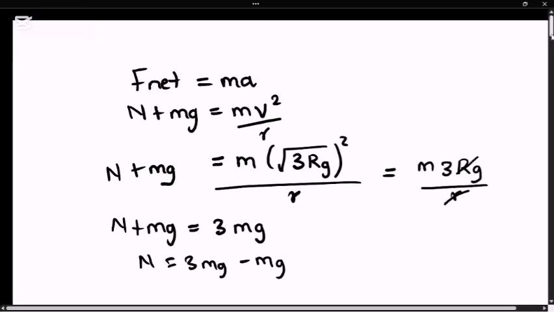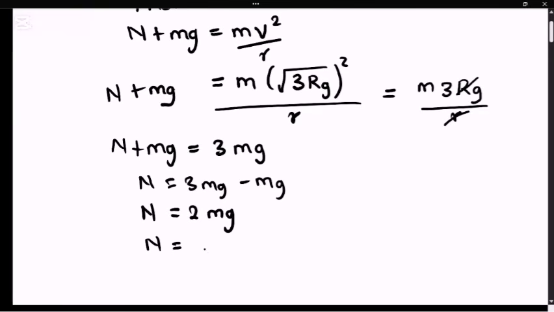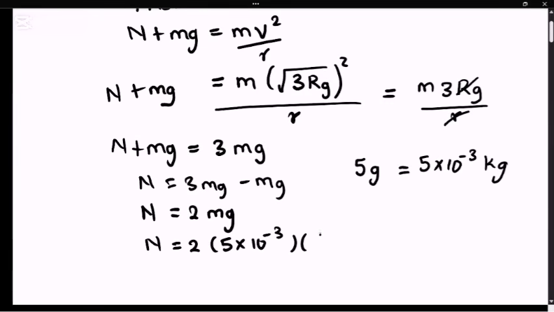And you are given the mass now to be 5 grams. Then how do I convert from grams to kilograms? You simply multiply the value that you are given by 10 to the power negative 3. So you will come back and substitute 2 into your 5 times 10 to the power negative 3. You know the value for g, which is 9.8. Then you press your calculator. At the end, you will have 0.098 newtons, which will be your normal force.